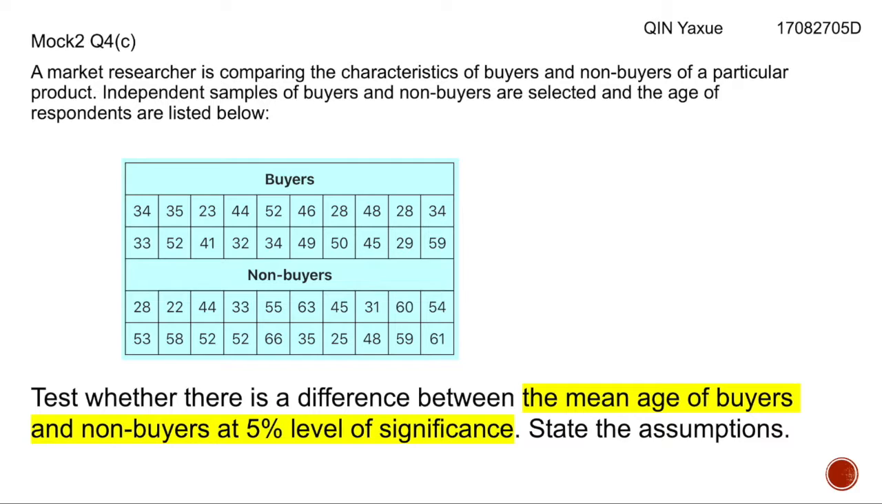Let's look at the question first. A marketing researcher is comparing the characteristics of buyers and non-buyers of a particular product. Independent samples of buyers and non-buyers are selected, and the ages of respondents are listed below. The question asks us to test whether there is a difference between the mean age of buyers and non-buyers at 5% level of significance.